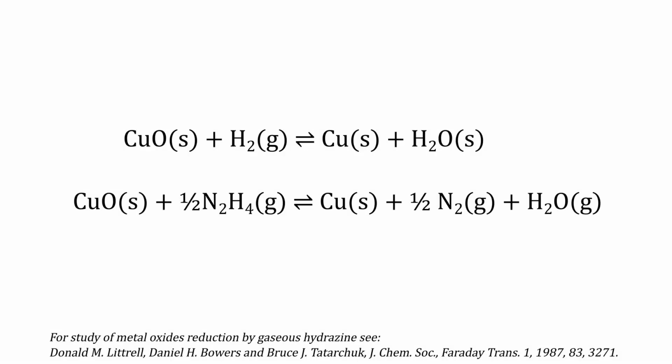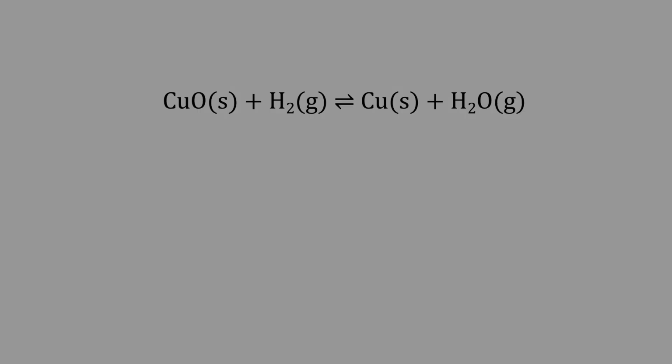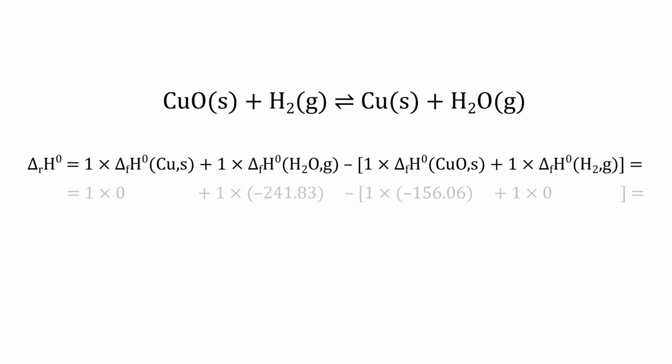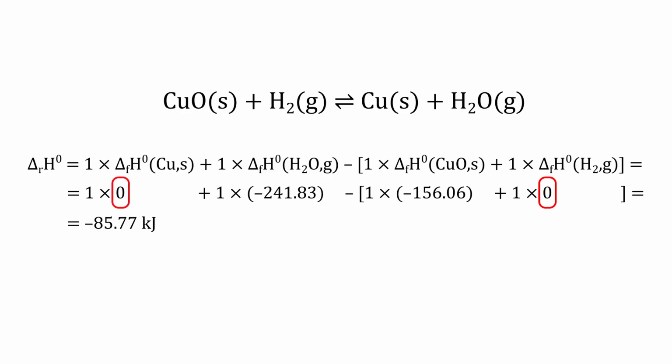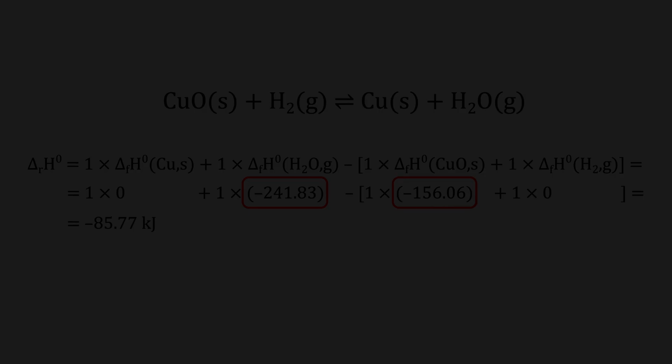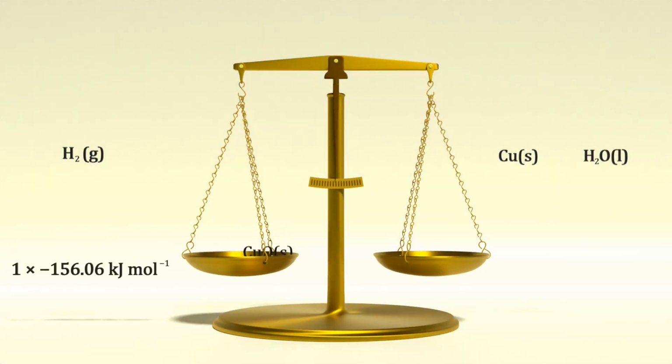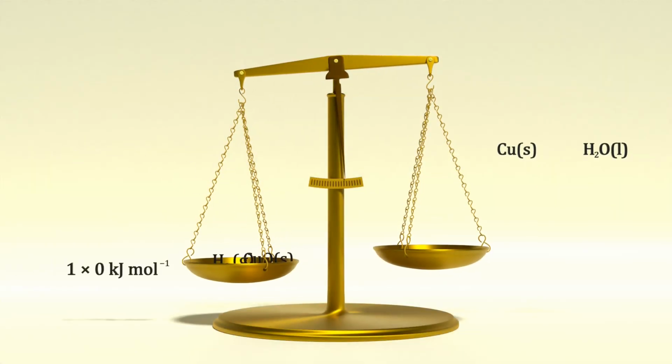Consider the reduction of copper oxide to metallic copper by 2 reducing agents, hydrogen and hydrazine. The heat effect of the first reaction is -86 kilojoules. The standard enthalpy of formation of hydrogen gas and copper metal are both 0. Therefore, the heat effect of the reaction is defined by the difference between the enthalpy of formation of water and copper oxide. Considering that water is a thermodynamically more stable substance compared to copper oxide, this reaction is exothermic.